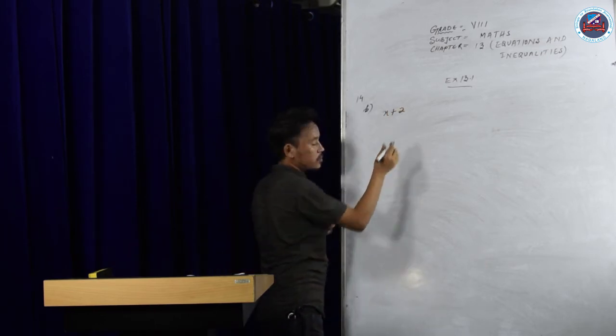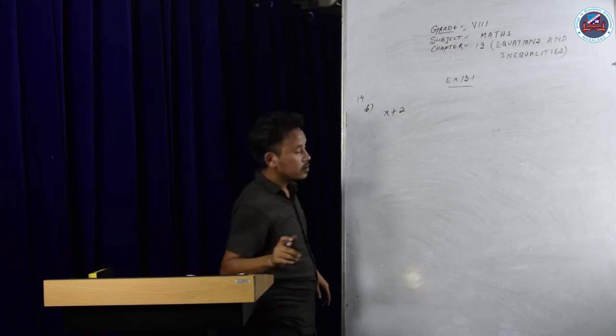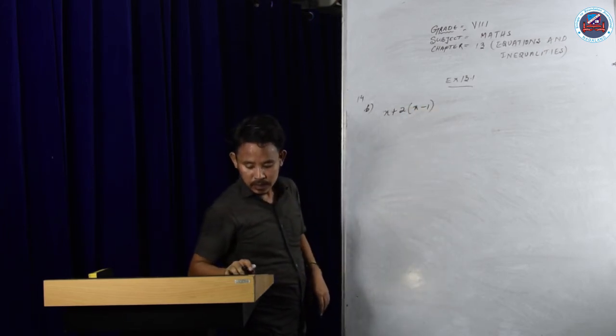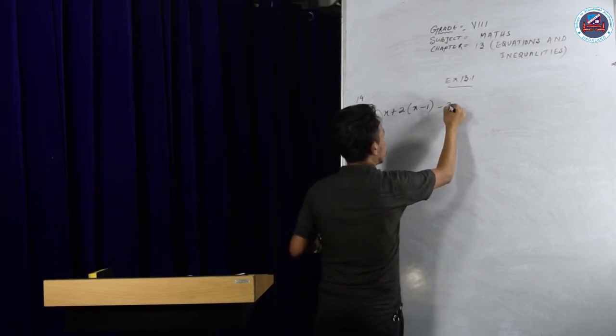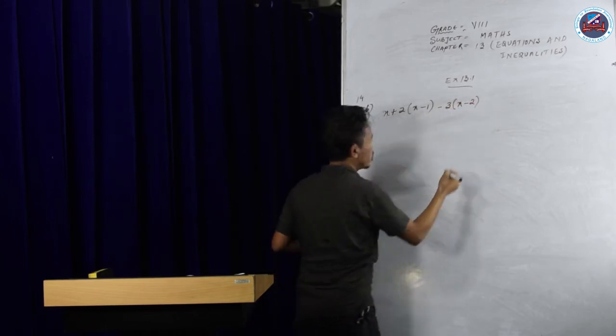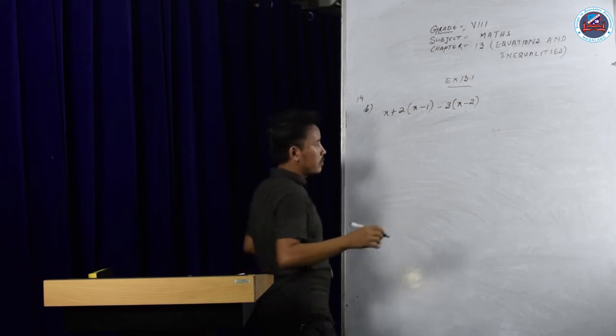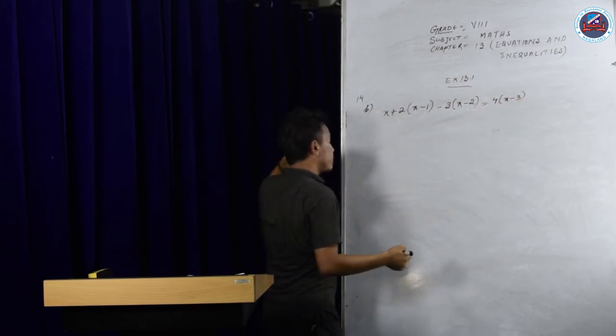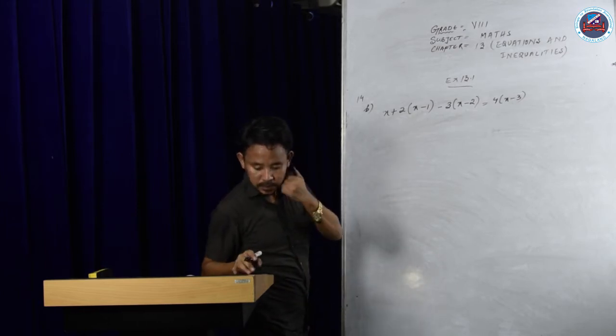x plus 2, x minus 1, minus 3, x minus 2 equals to 4, x minus 3. Okay, so let's solve it.